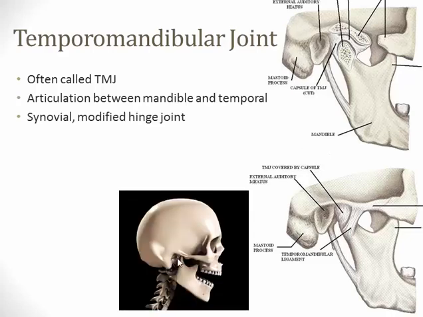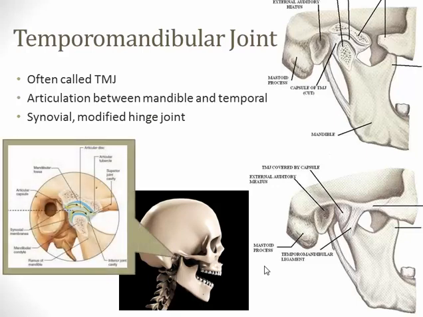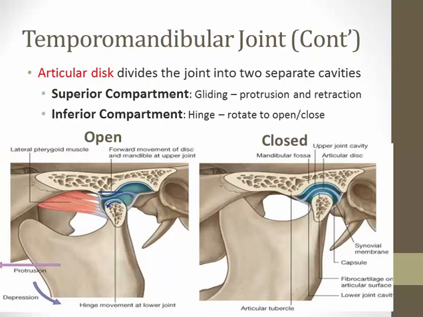Taking a little bit closer look, again, this is a synovial joint, considered a modified hinge joint. Yes, it opens and closes. It has this nice hinge motion, but it's considered a modified hinge joint, and here's the reason why. Your TMJ is actually a very complicated joint.